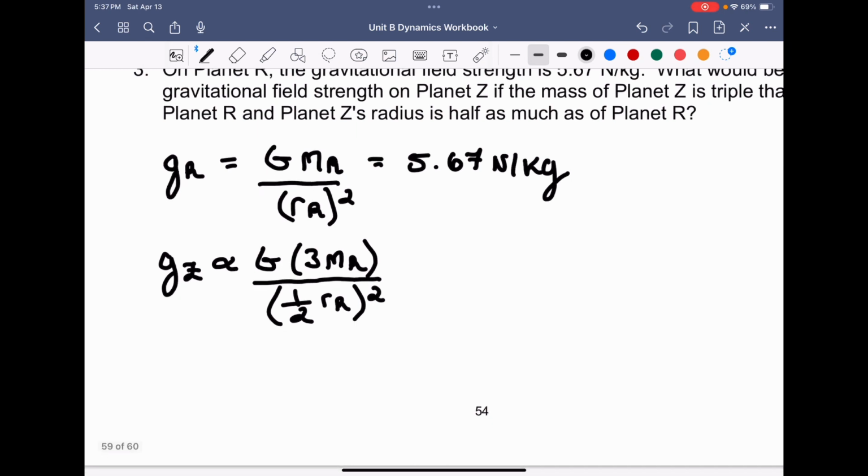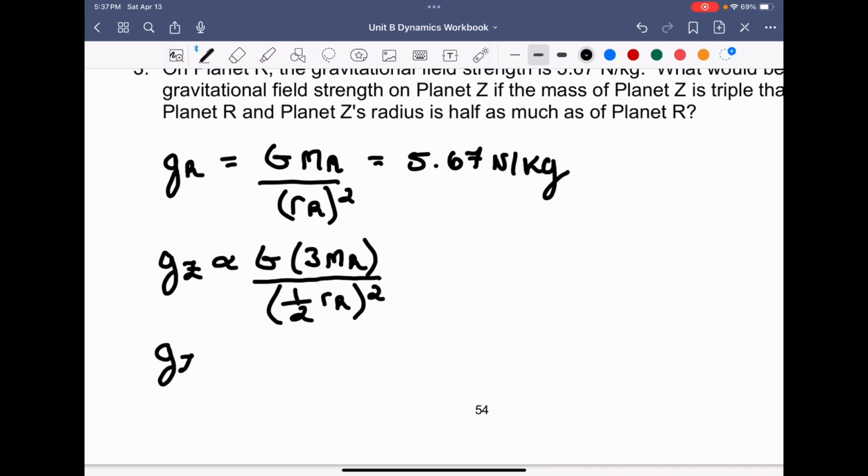Okay, now we're going to write it as the following. gZ is proportional to, in the numerator, I'm just going to put the 3 out front and write this as G mR divided by, and then I should probably have the divided by on everything, so I'm just going to take that out and rewrite it.